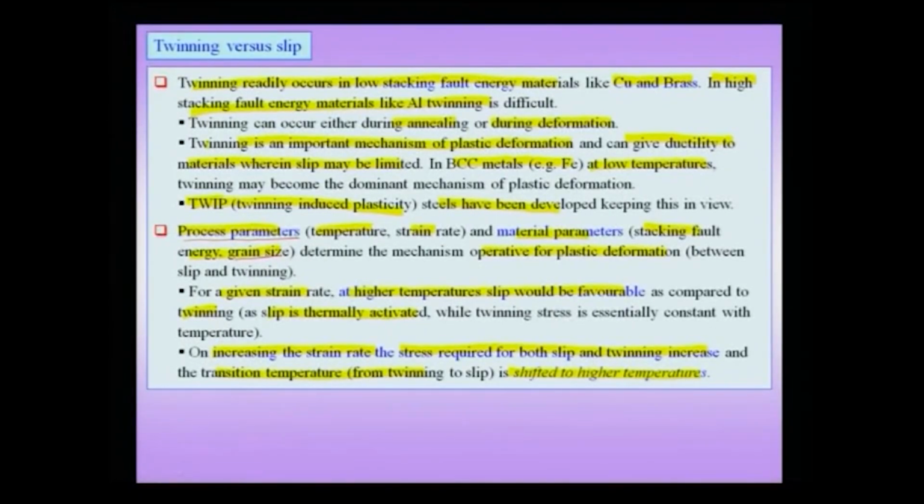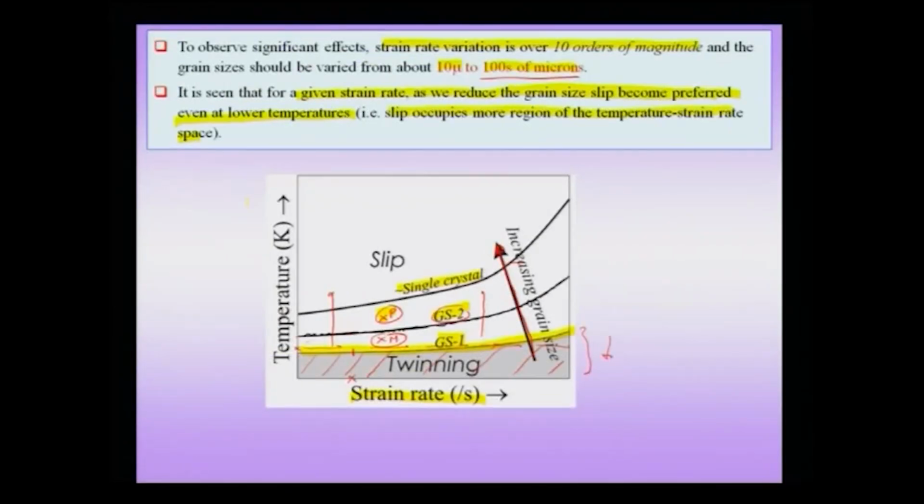We have to note that it is a combination of process parameters like temperature and strain rate, and material parameters like stacking fault energy and grain size, which tell you, for a given strain rate and temperature, what kind of mechanism you would observe. Later on, we will talk about some of these aspects of twinning when you take up some examples, but we will talk some more basics about phenomena like superplasticity and also about creep before we proceed further.